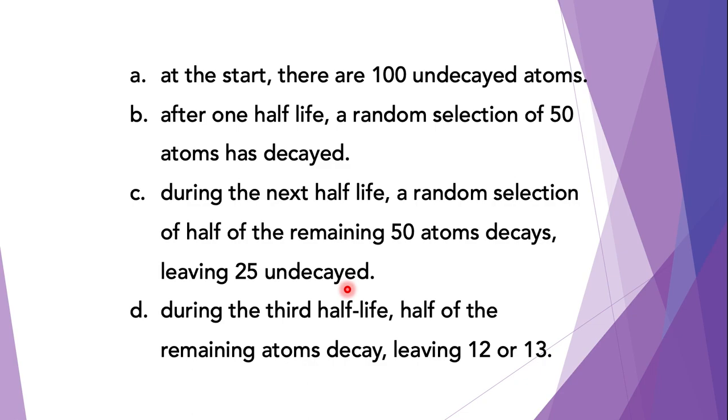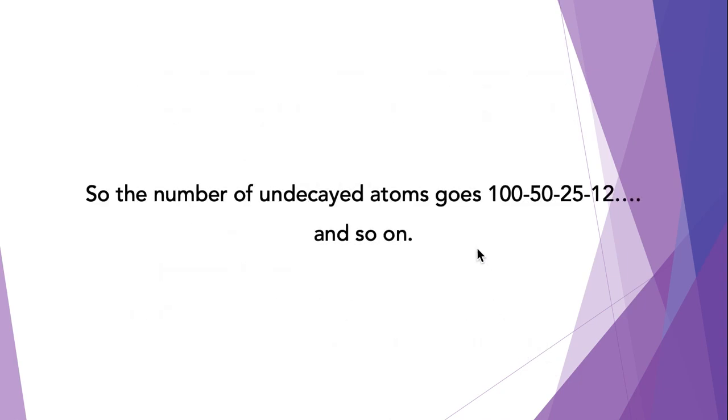So in each half-life, half of the remaining atoms decay. At the start there were 100, after 1 half-life there remain 50. Then, in the second half-life, half of the remaining 50 atoms decay, which leaves 25. During the third half-life, half of the remaining atoms decay, leaving 12 or 13. Of course, we cannot have half an atom. That's not possible. So yes, it leaves 12 or 13. So the number of undecayed atoms goes to 100, 50, 25, and then to 12, and so on. This is how the half-lives go.